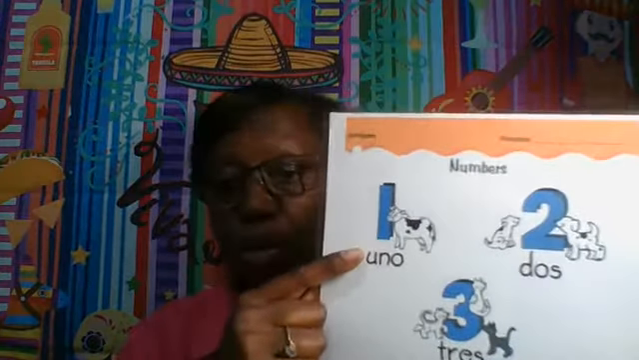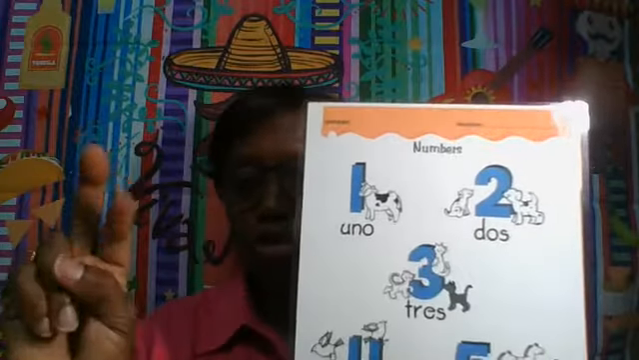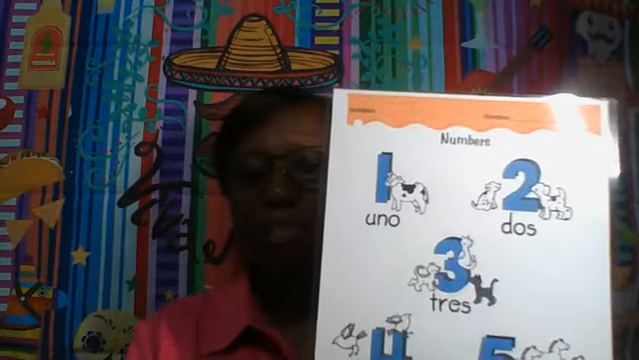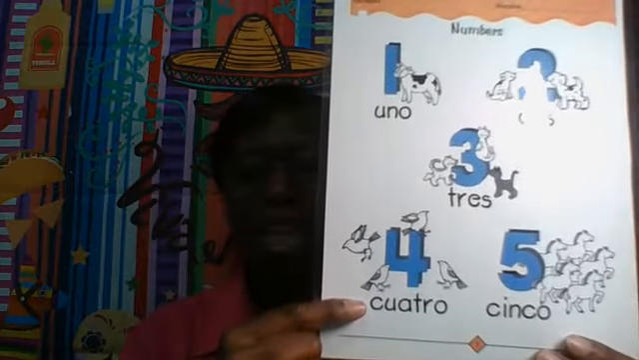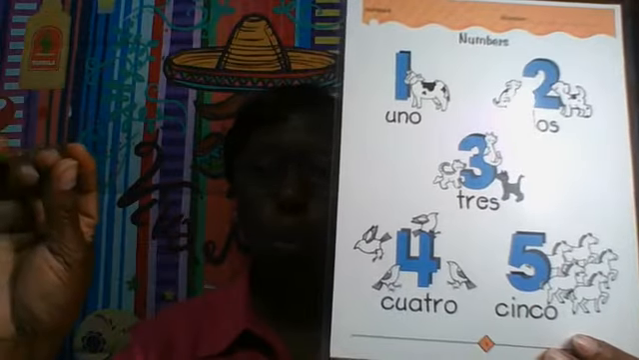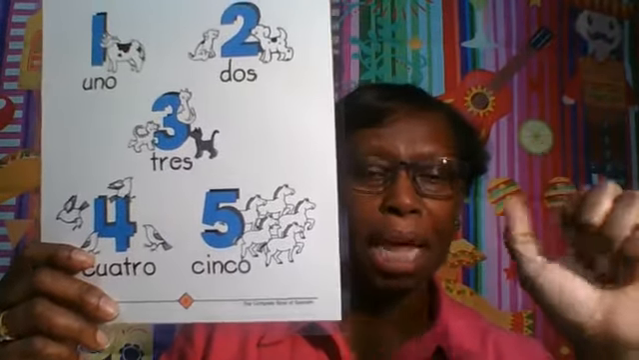Vamos a contar. Let's count. Uno vaca, mu. Dos perros, roof roof. Tres gatos, miau miau miau. Cuatro aves, tweet tweet tweet tweet. Cinco caballos. Boogity, boogity, boogity, boogity, and boogity.